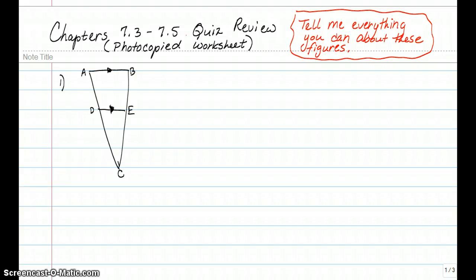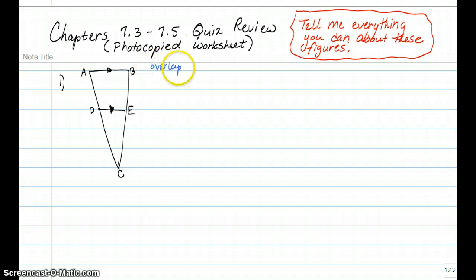Okay, this is the chapter 7.3 to 7.5 quiz review. You have a photocopied worksheet, so you don't have to draw all this and write all the letters down. So on number 1, you see overlapping triangles. So number 1 is overlapping triangles.